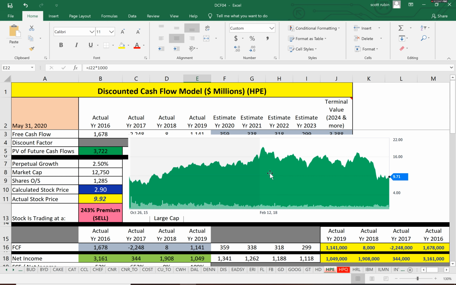So it's really how you feel about the company. This is just how my model comes out. But everyone, as you know, has their own opinion on the value of a stock. This is just my model and my opinion.